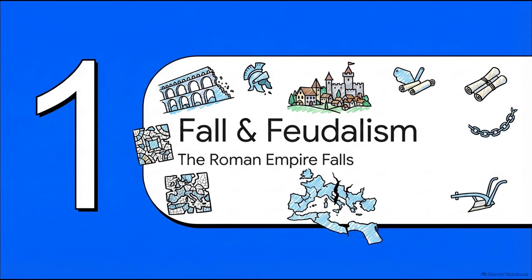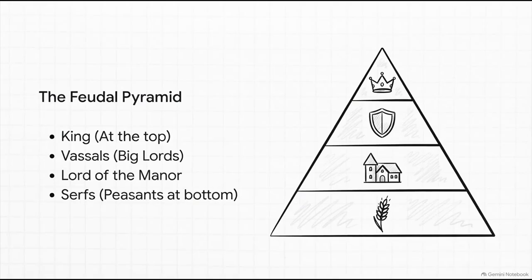All right, Section 1, the fall and feudalism. So by the 5th century, the Roman Empire in the West had completely fallen apart. And since there wasn't a strong central Roman government anymore, local strongmen essentially just took over, and they built what we call the feudal pyramid. This was a very strict top-down system, all based on land and loyalty.